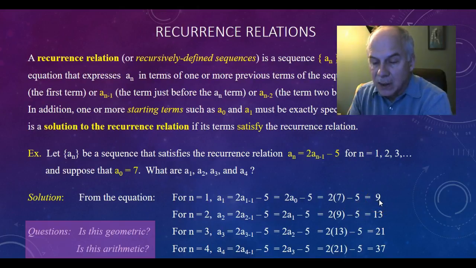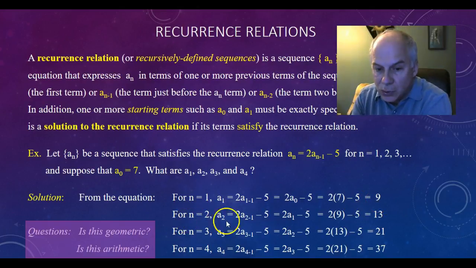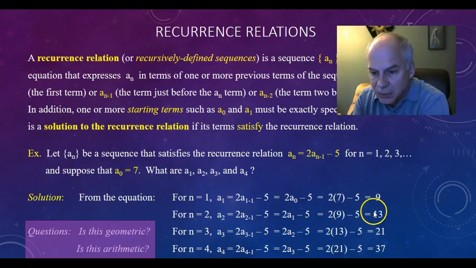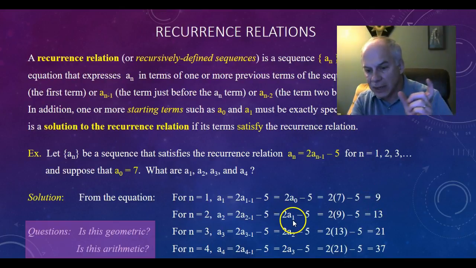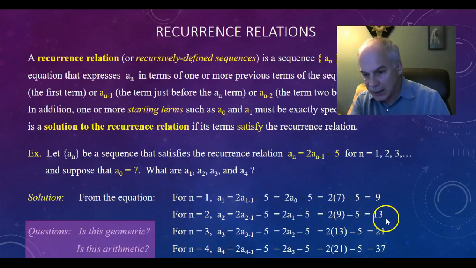All right. So then when n is 2, our subscript is 2 minus 1. So our subscript is always 1 less on the right side of this equation. So a sub 2 minus 1, which is a sub 1. Now we know what a sub 1 is because we just found it. It's 9. So we go 2 times 9 minus 5, and that equals 13. So we're always using that previous term.